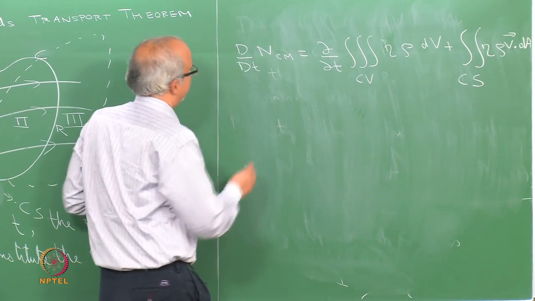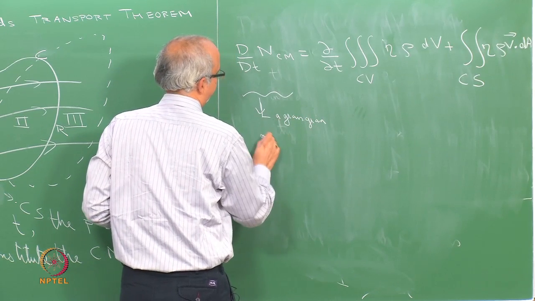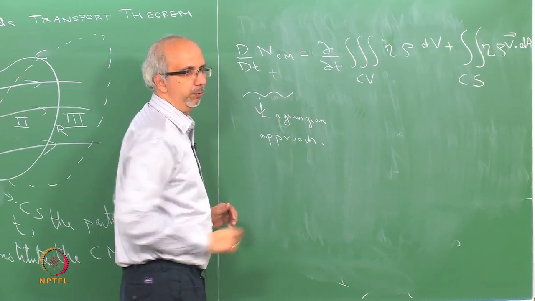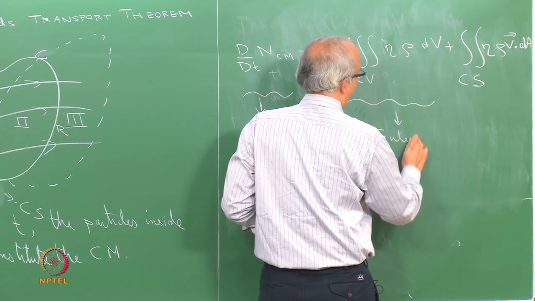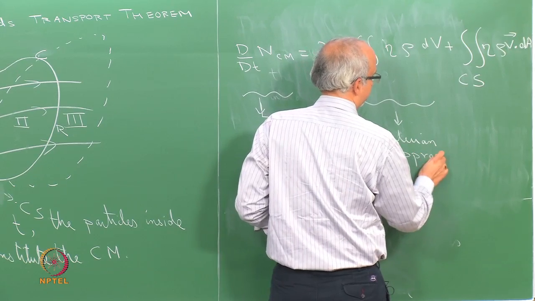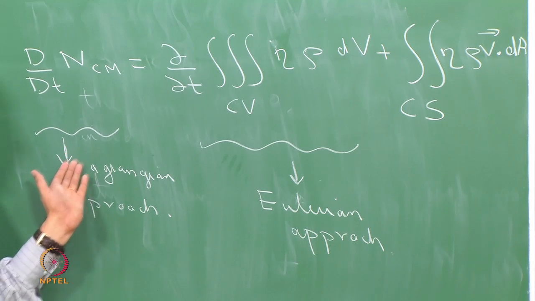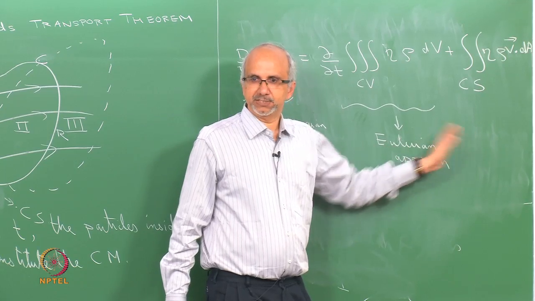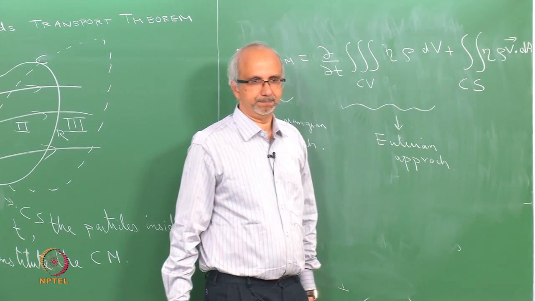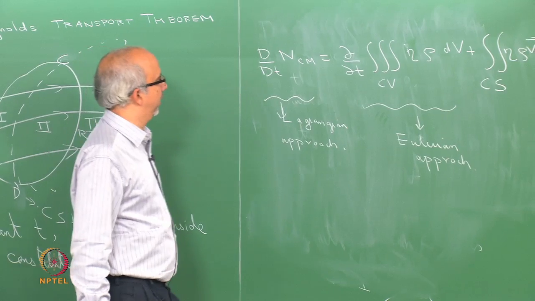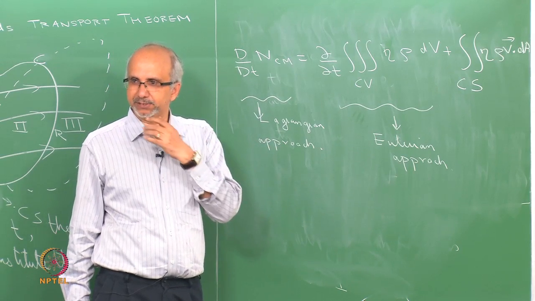So this basically is what you would measure when you are using a Lagrangian approach. That is the term you would be measuring, because you are talking about a control mass. And this term is what is associated with the Eulerian approach. This tells you that the rate of change associated with the control mass is equal to the rate of change associated with the control volume plus the net rate of efflux of the property across the control surface. Of course all this is just some mathematical expression, but maybe one or two illustrations will possibly clarify things.